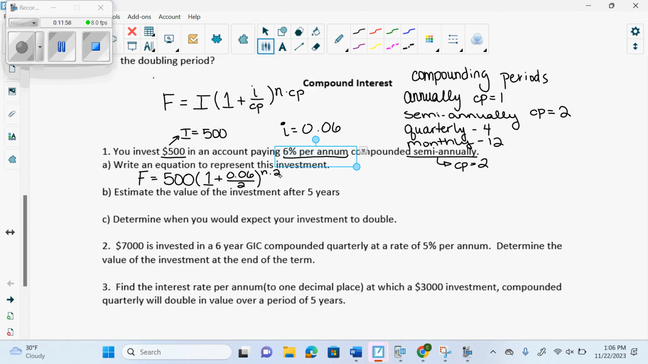Now I'm not actually done my equation because I can simplify it a bit more. Do you see how this 2 isn't dividing the 1? I go 0.06 divided by 2. Now why do I do that? Because I'm trying to find out what the interest rate would be per compounding period. And if it compounds twice, that's 0.06 divided by 2, that's 3% per compounding period, which makes sense, right? Twice a year. So I would end up with F equals 500, and then 0.06 divided by 2 is 0.03 plus 1 is 1.03 to the 2n. So that's my equation. I box it because I'm proud of it.